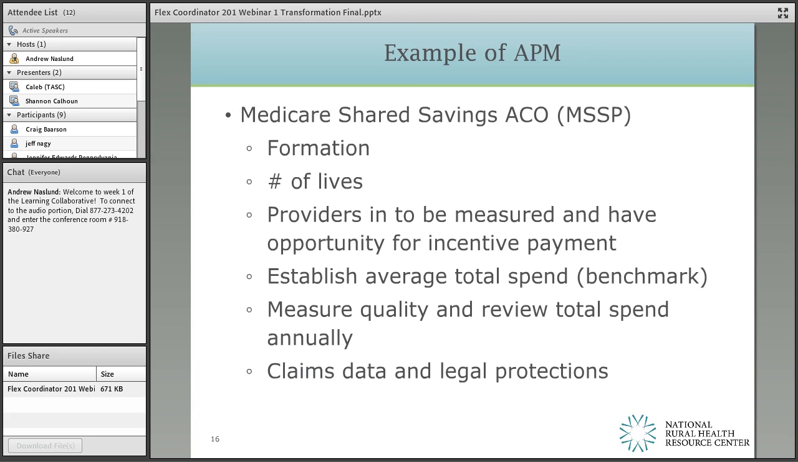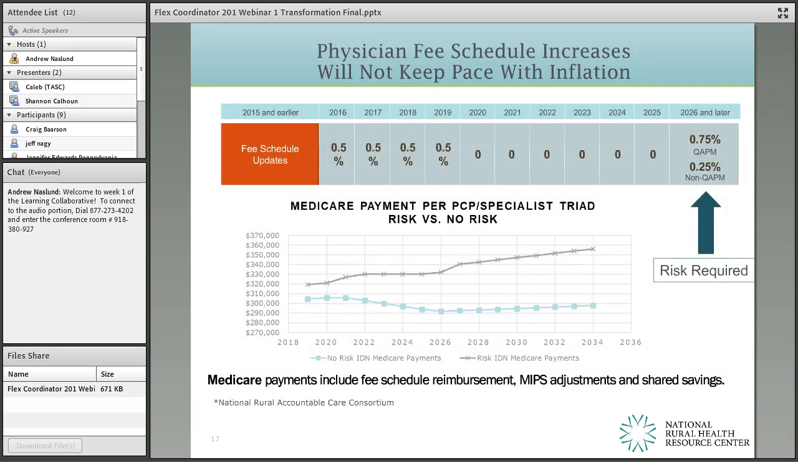The other thing is working in the collective in the ACO gives legal protections, antitrust, STARK, and so forth. So having the ability to have leverage and collaboration couldn't happen outside of this ability of accountability across disparate tax ID numbers.